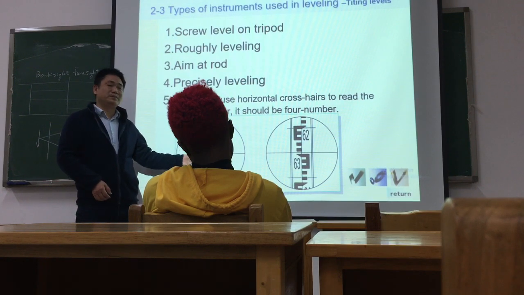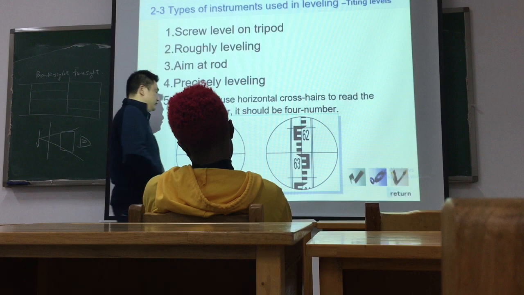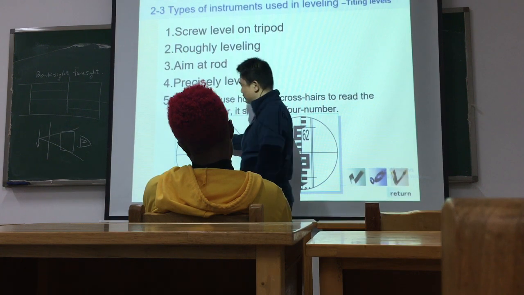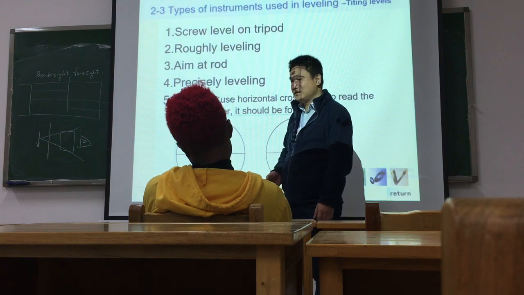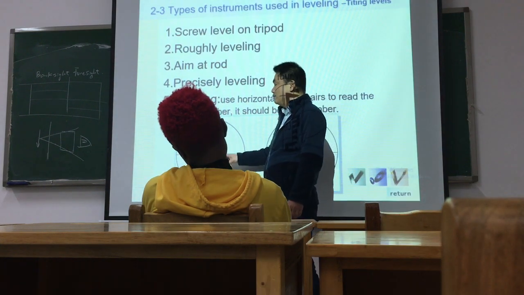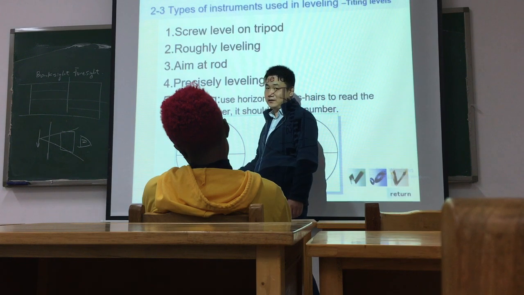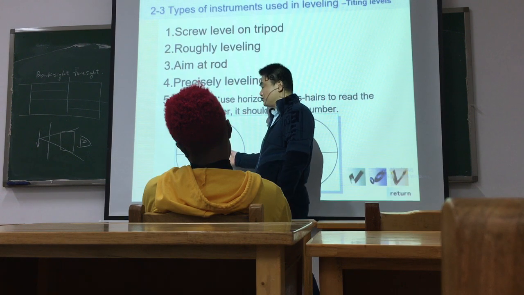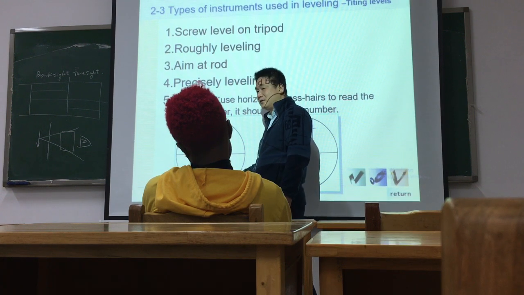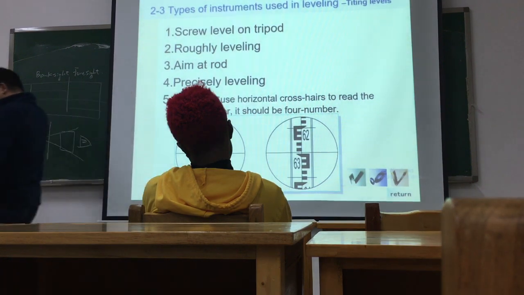This is decided by the order shown in the view. Because if the image is normal, it should be like this. But sometimes some instruments will give you an inverse image. So the small number will be down and the big number up. In that situation, you should get the reading from down to up. Okay? This is getting the reading.